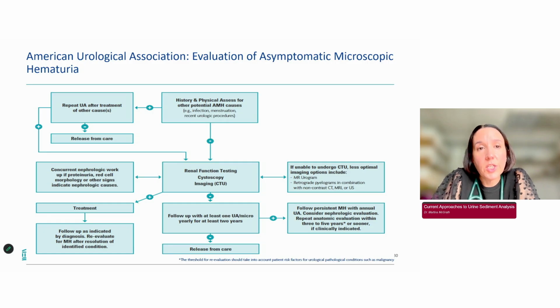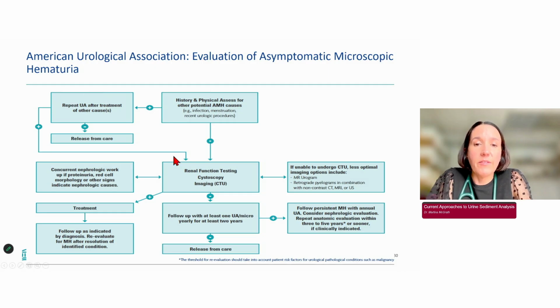And so the American Urological Association has this particular schematic for evaluation of asymptomatic microscopic hematuria, starting with history, physical examination, repeat urinalysis. If it's still present, checking kidney function, cystoscopy, and imaging. If there's a reason to worry about the kidneys, then one starts to look for nephrologic abnormalities. If an abnormality is identified, it should be treated. However, if nothing is identified, then this should be followed with one urinalysis yearly for at least 2 years. And if this is persistent, consider repeat follow-up within 3 to 5 years, if clinically indicated.